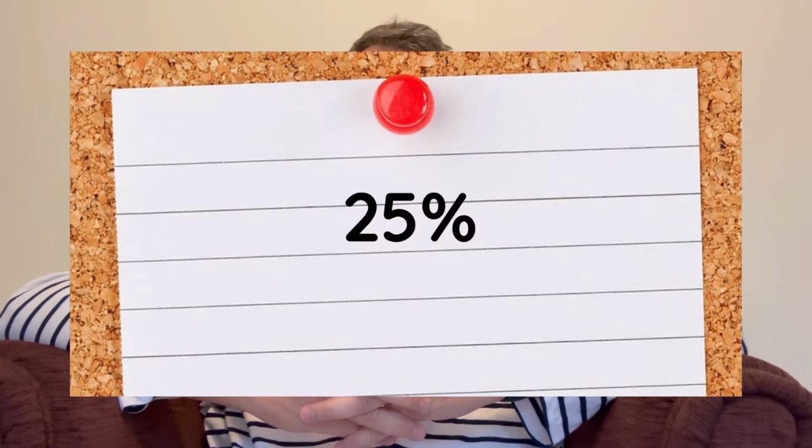If I had my whole cake again and I was to cut it into 4 equal slices, each one of those slices would be 25%. I know this because if I times 25 by 4, because there's 4 slices, that will give me my 100 again, or my 100%. So if we were to cut our cake into 2 slices, each slice would be 50%. If we were to cut our cake into 4 slices, each slice would be 25%.